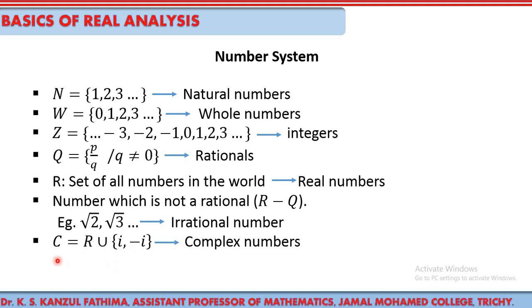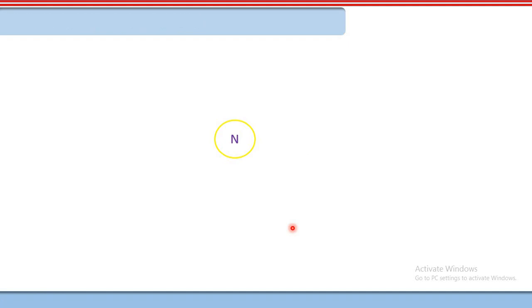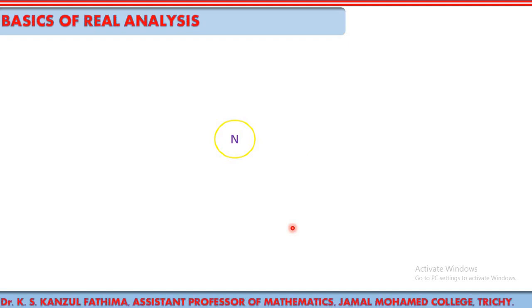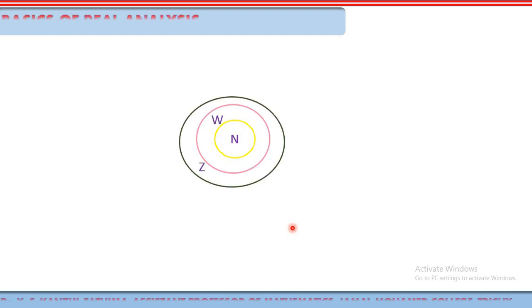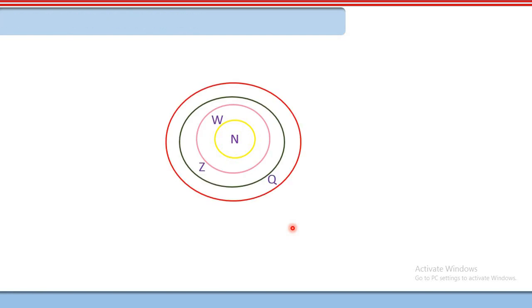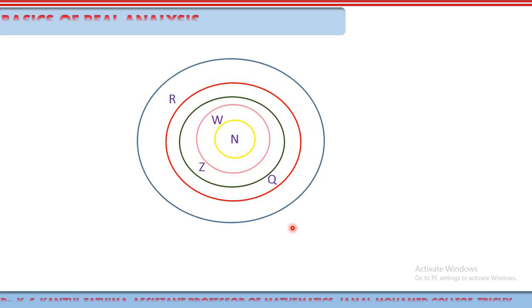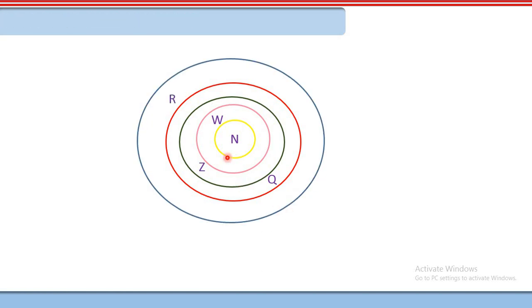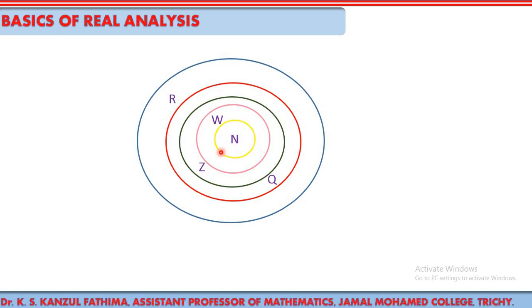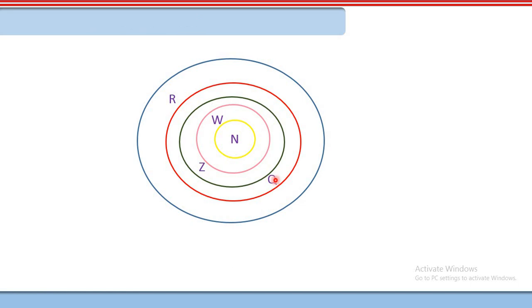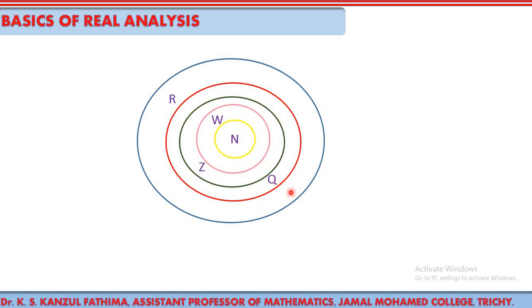Okay. The diagram for this number system is: smallest set N, the set of all natural numbers, and then whole numbers, and then the set of all integers, and then the set of all rationals, and then the set of all real numbers. In this diagram, we can say that N is a subset of W, W is a subset of Z, Z is a subset of Q, Q is a subset of R.